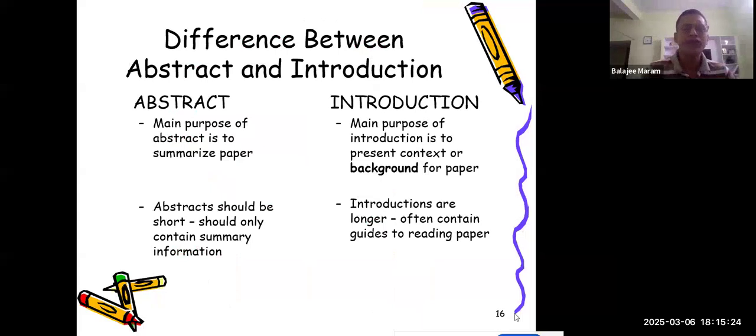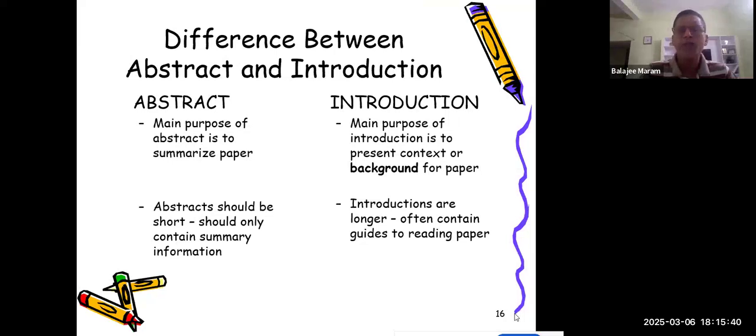Next, what is the difference between abstract and introduction? Already I told you, an abstract may contain 120 to 150 words, and it is all about 6 to 10 sentences. That's it. That is the abstract.